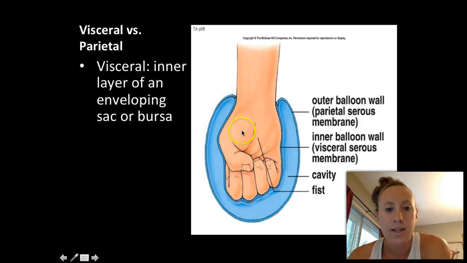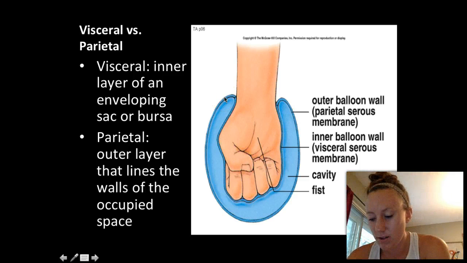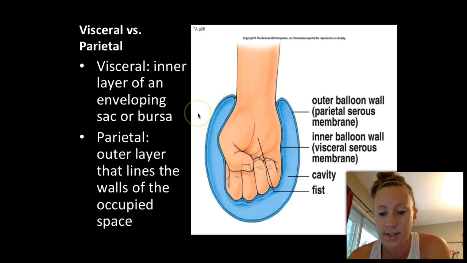Visceral is the inner layer of that sac, of that membrane that is holding the organ. So that's the one that's touching it, visceral. It's the closest to it. And then parietal is the outer layer. This is the layer that occupies the walls of whatever space it's in. So like the parietal pleura, this would be the one that's touching the walls of the chest. Visceral pleura would be the side that's touching the actual lungs themselves.